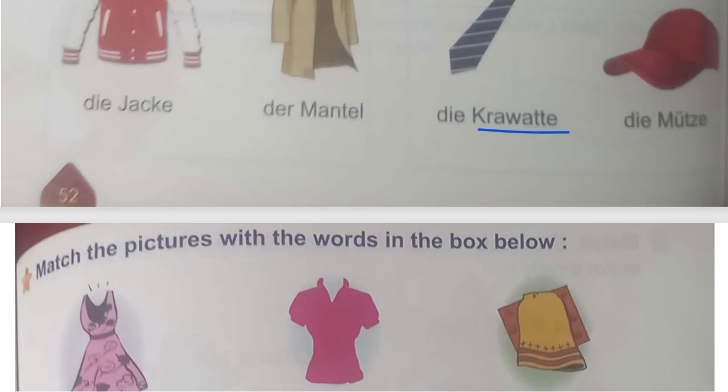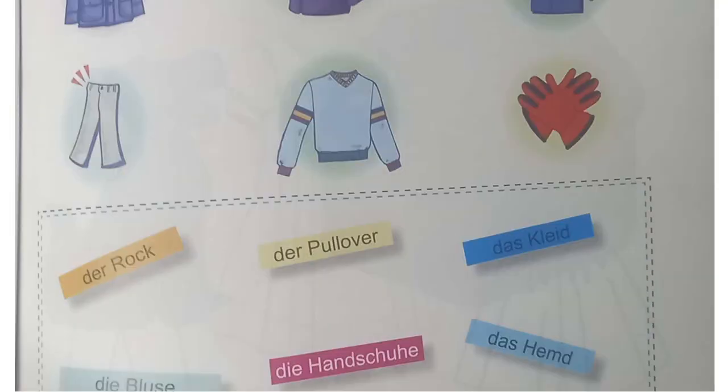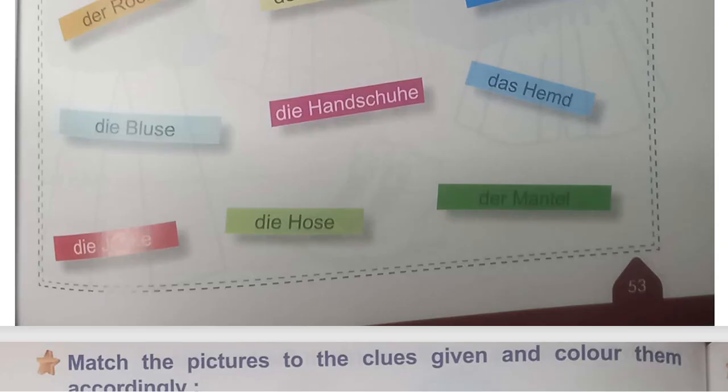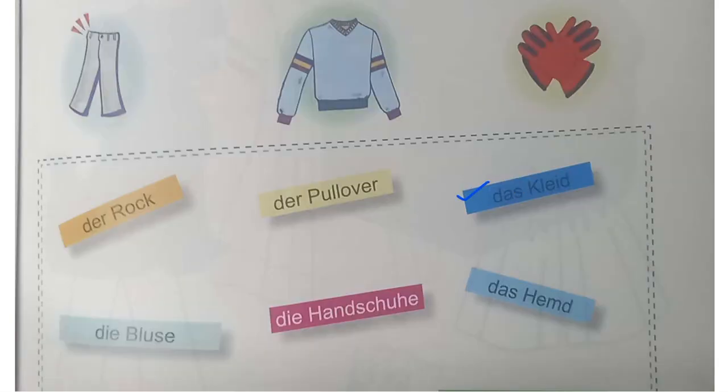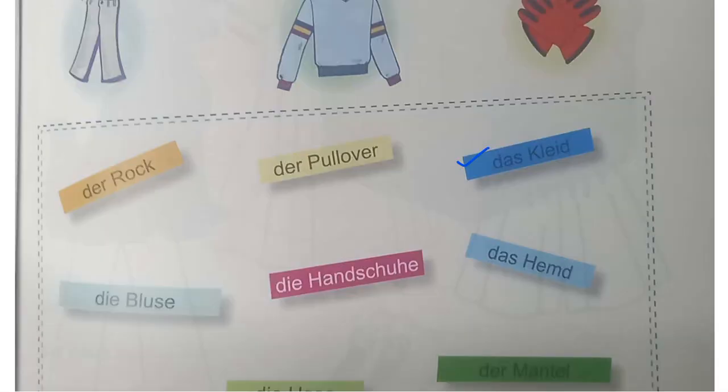Okay. Let's move to the next page. Page number 53. Match the pictures with the words given in the box below. So the first one, can we see a dress? Yeah, it's kind of like a dress. Do we have it in the options? Yeah, we have it. Das Kleid. So the first one is Das Kleid. I'm gonna write 3 over here. Next we see a blouse. So it's die Bluse. Do we have it? Yeah, it's number 4. So we'll just mark number 4 over here.